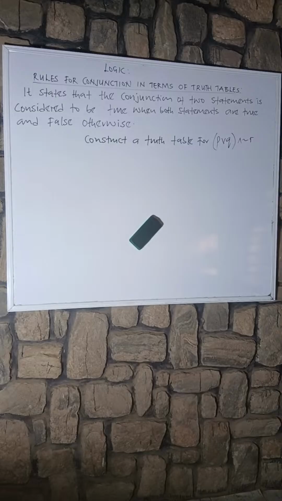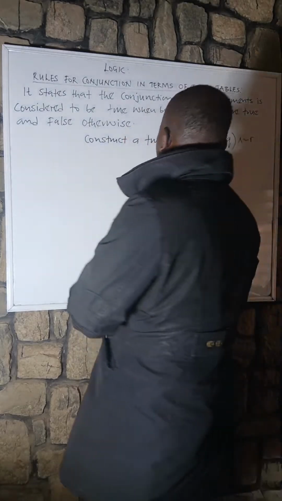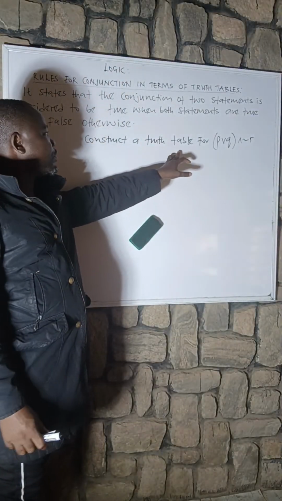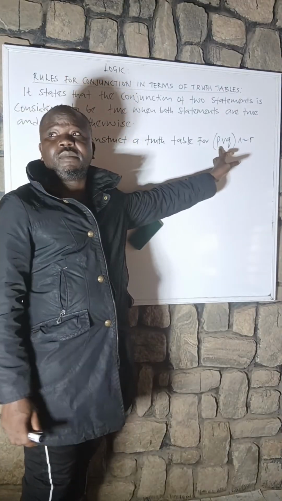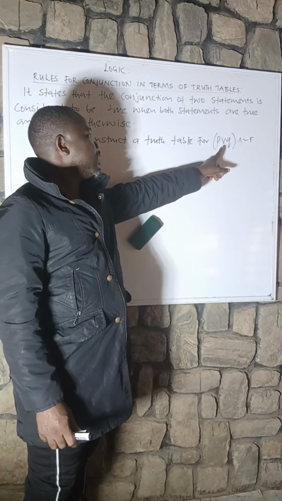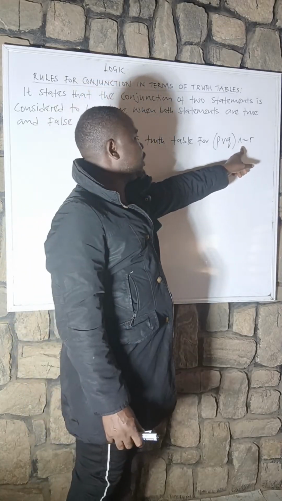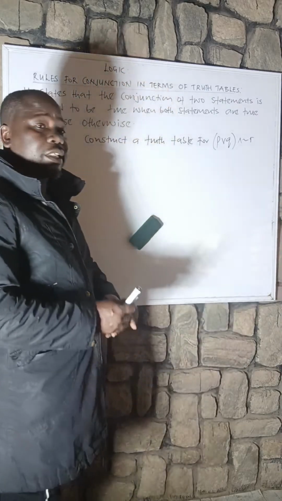So if you have any question, you ask. This morning, this is what I want to look at: how to construct a truth table for this logical statement. This is P conjunction Q. This is disjunction negation R. Is that clear?